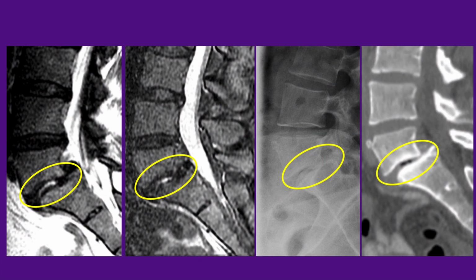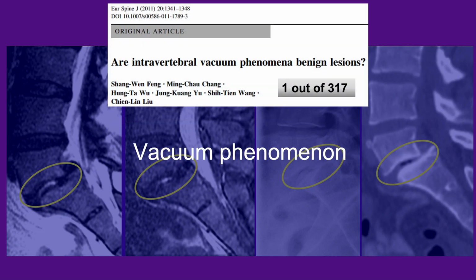A caveat here: if there's fluid within the disc space on MR imaging, make sure to check your corresponding plain radiographs and CT. If you find vacuum phenomenon, most likely that is not an infected disc space. It's very unlikely that you have air in the disc space in the setting of discitis.